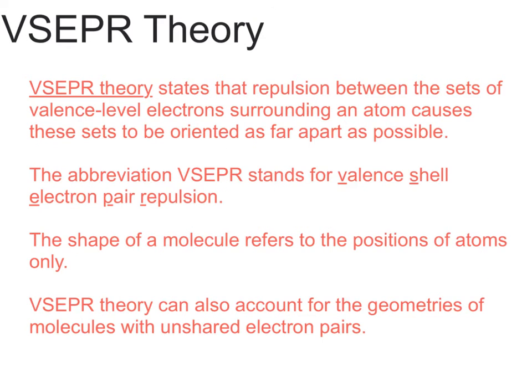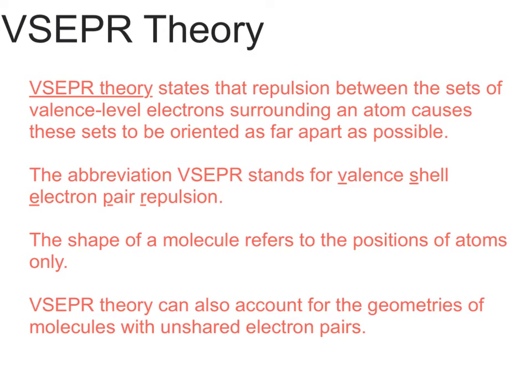So now, specifically to the VSEPR theory. This theory states that repulsion between the sets of valence level electrons surrounding an atom causes these sets to be oriented as far apart as possible. You want to keep in mind that electrons have a negative charge. Think about when you're playing with magnets. If you have two north poles facing each other, they repel. They don't want to be near each other. They want to be as far apart from each other as possible. Well, the same thing is true with electrons. Because the electrons all have a negative charge, they want to be as far apart as possible.